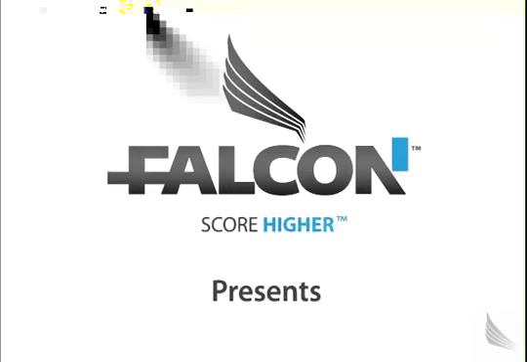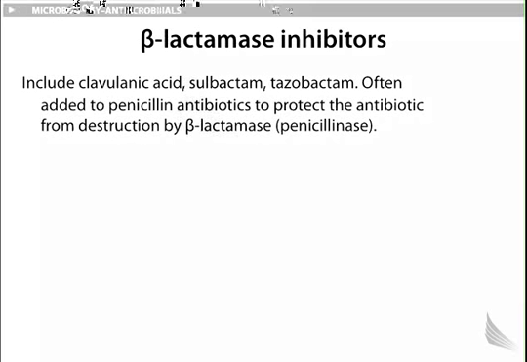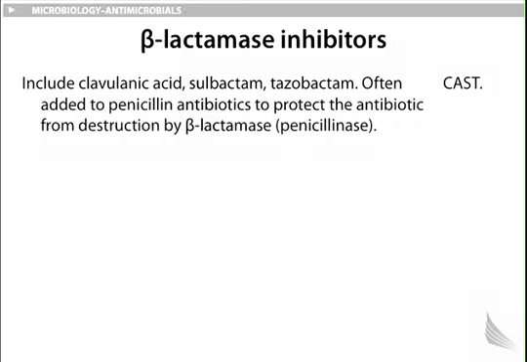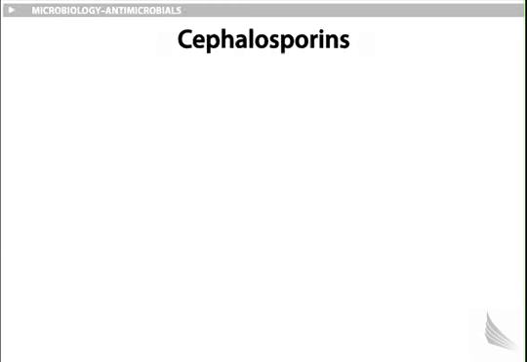Let's talk about beta-lactamase inhibitors for a second. These include clavulanic acid, sulbactam, and tazobactam as well. These are often added to penicillin antibiotics to protect the antibiotic from destruction by beta-lactamase or penicillinase. You can remember these by the mnemonic CAST: clavulanic acid, Ca; sulbactam, S; and tazobactam, T. When we combine these with the penicillins, we come up with our newer or combined penicillins like Zosyn or Unasyn.